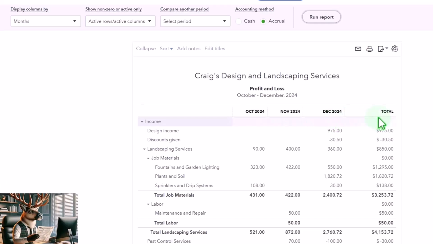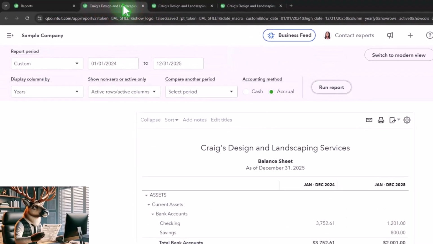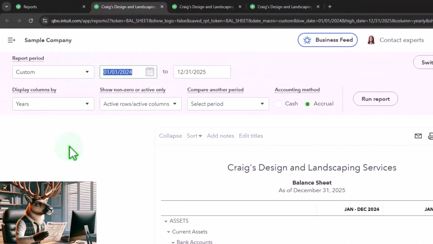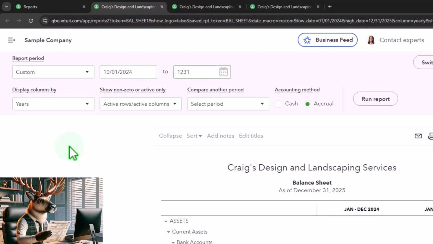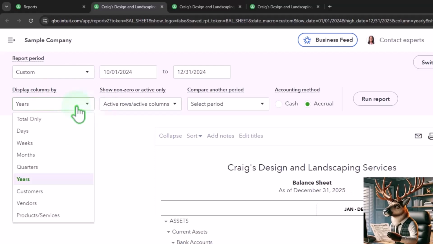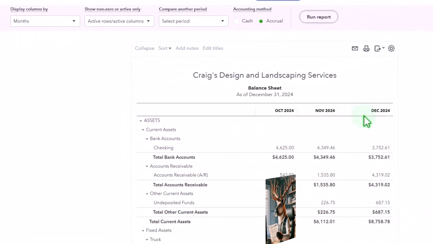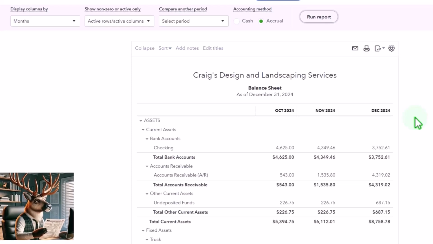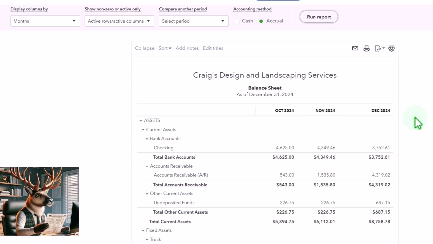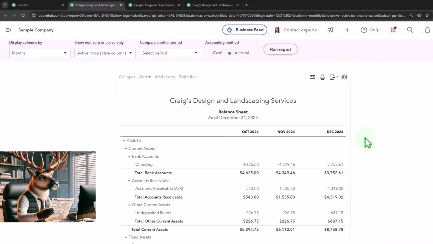Let me just give a quick recap of what happens on the balance sheet when we do that. Let's go to the balance sheet over here, and I'll change the same range from 10/01/24 to 12/31/24, selecting the drop down to see it in months, and run it, and you get October, November, December, but no total. Why? Because the balance sheet is as of a point in time. So it's going to give you where we stand as of the end of each of the months. October 31st, November 30th, December 31st.